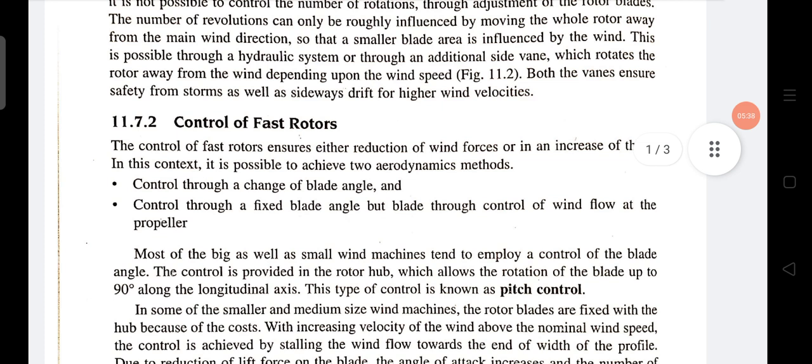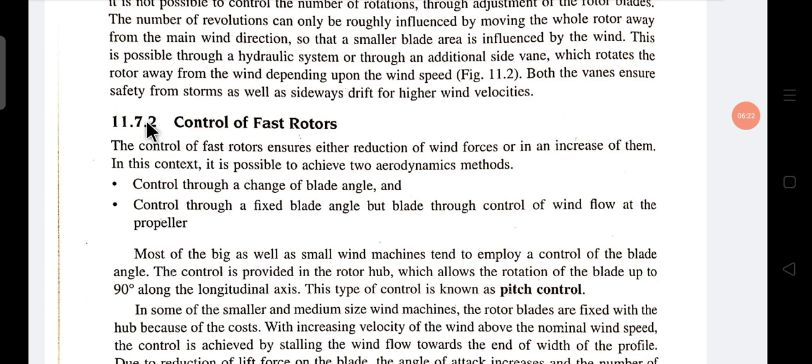Now next is control of the fast rotor. How can we control the fast rotor? The control of the fast rotor ensures either reduction of wind force or an increase of it. In this context, it is possible to achieve this by two aerodynamic methods. One is control through a change of blade angle. The next one is control through a fixed blade angle, through control of wind flow at the propeller.